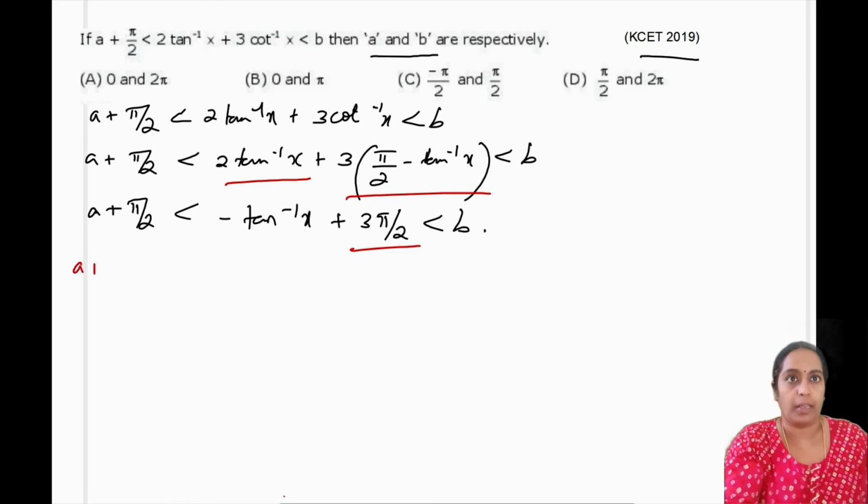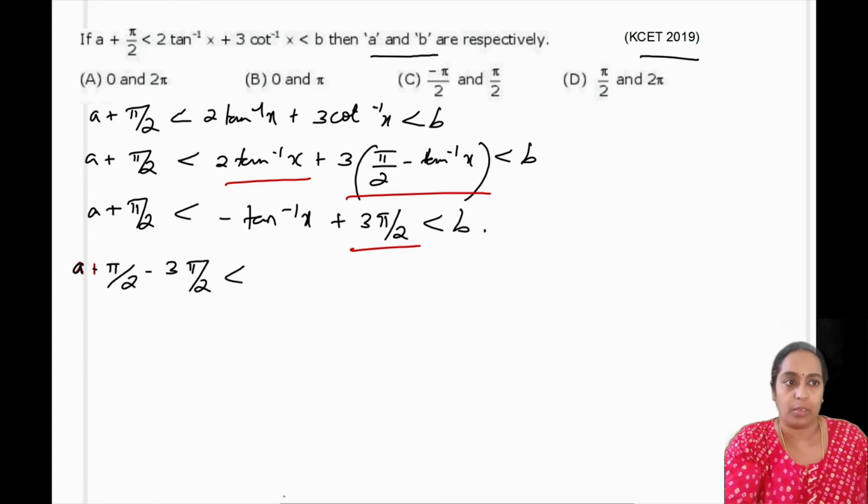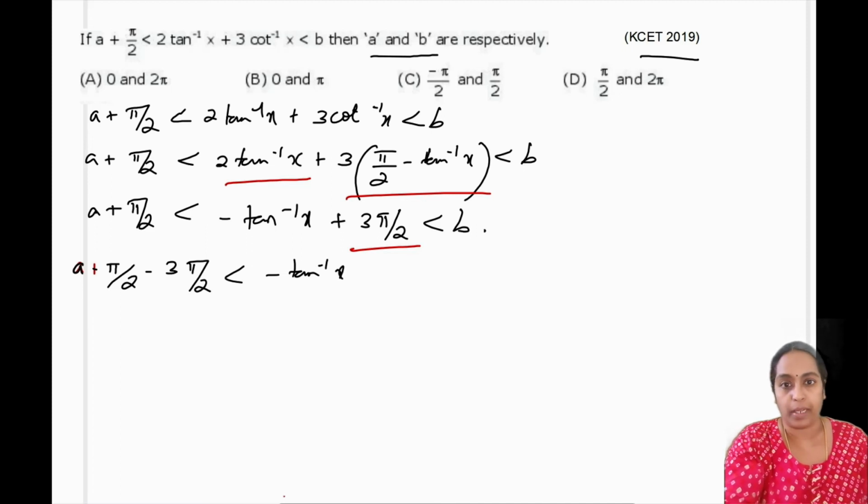So it's going to be a plus pi by 2 minus 3 pi by 2 less than minus tan inverse x plus 3 pi by 2, and minus 3 pi by 2 gets cancelled, less than b minus 3 pi by 2. So now we have minus tan inverse x. So we need to multiply the entire inequality with minus sign.